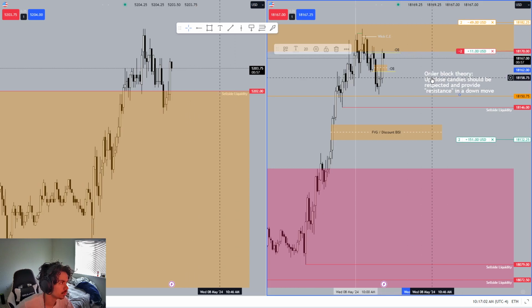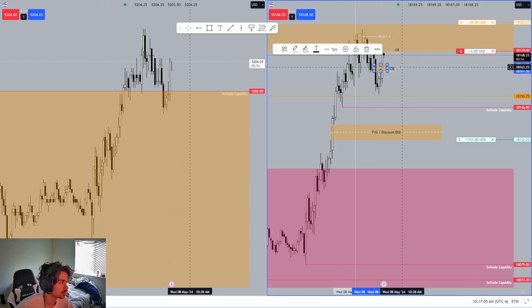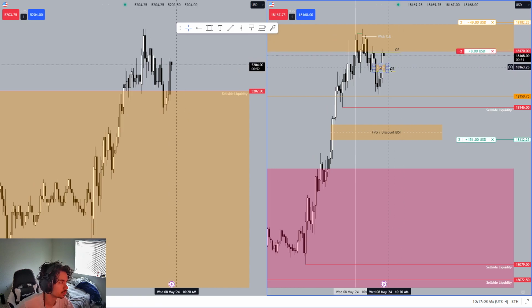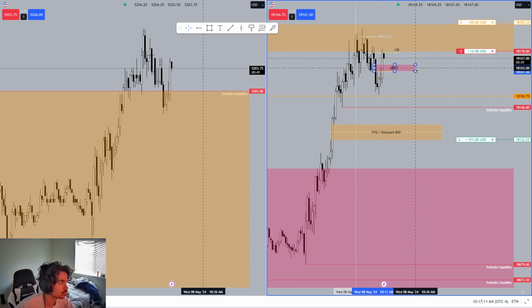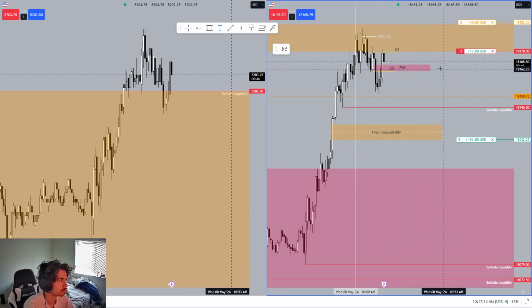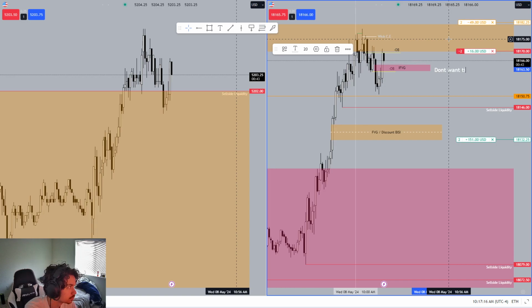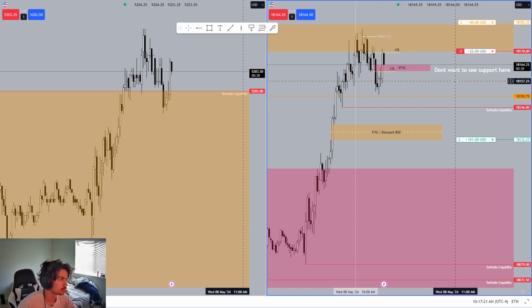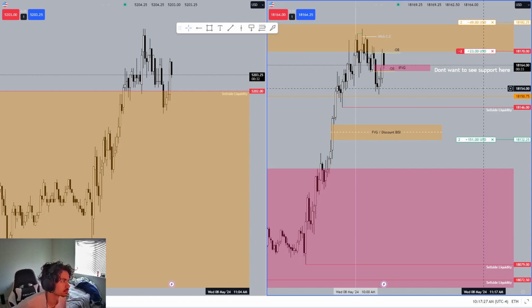I'm watching the closing price very closely. But this right here is concerning. This turns into an inversion fair value gap now, and we do not want to see support here. Okay, here we go. We want to see it pierce right through. Which is not what we're getting at the moment. Still time though.